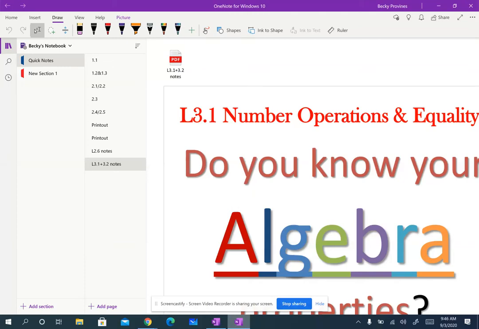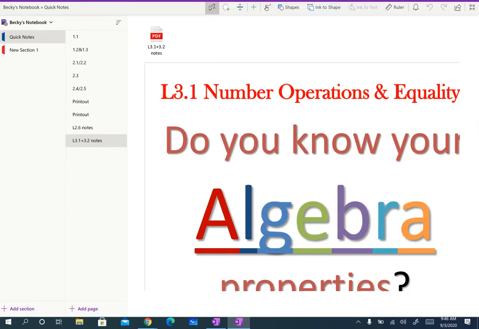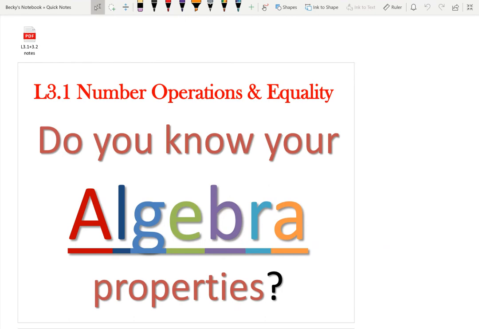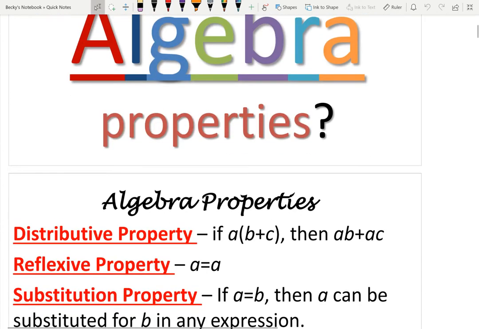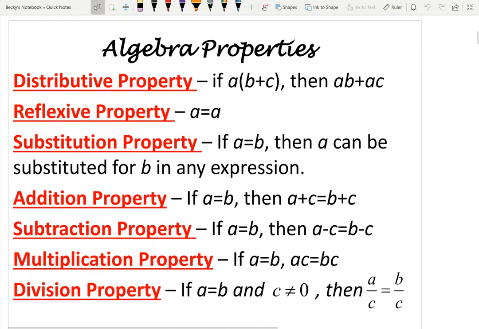Hi everyone. Today we're going to go over lesson 3-1, and it's a lot of review from Algebra 1. So please write down at least this first slide so you have this for reference. We're first going to talk about the distributive property. You did this in pre-algebra and algebra. You guys know when you're distributing, you get A times B plus A times C.